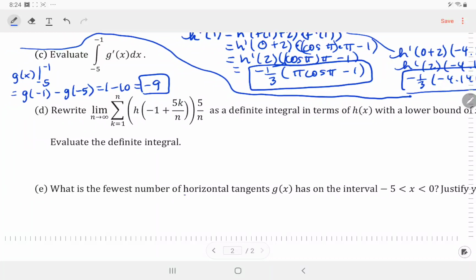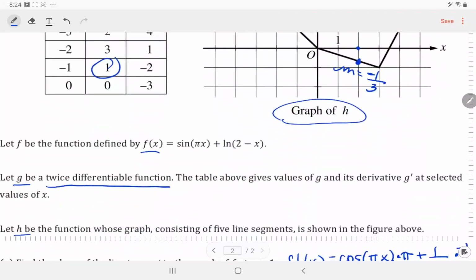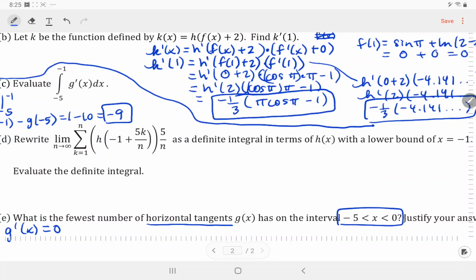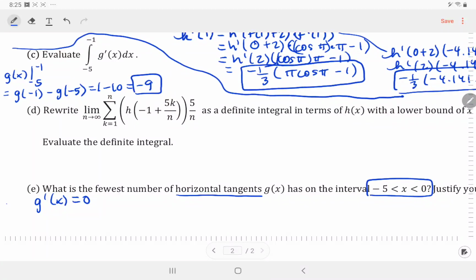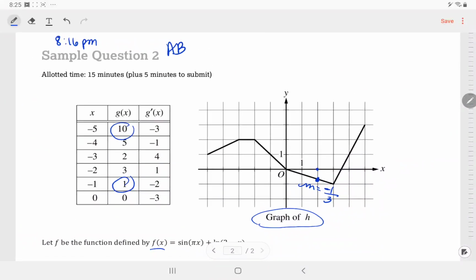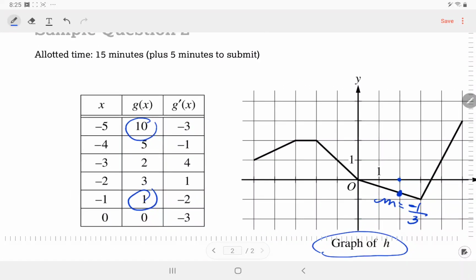Okay, so horizontal tangents means G prime equals 0, and they want the fewest number from negative 5 to 0. G was the table. Okay, so I am going to draw G. I'm going to put the problem up near the table. From negative 5 to 0 is the whole way. Let me make some space over here so I could write. So I'm going to sketch it.